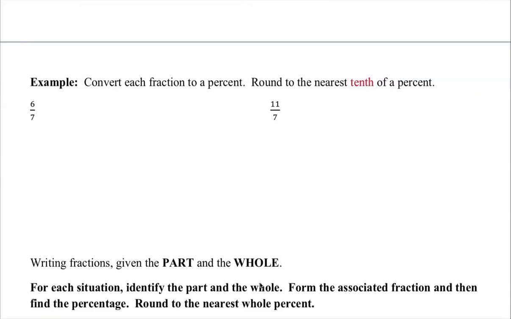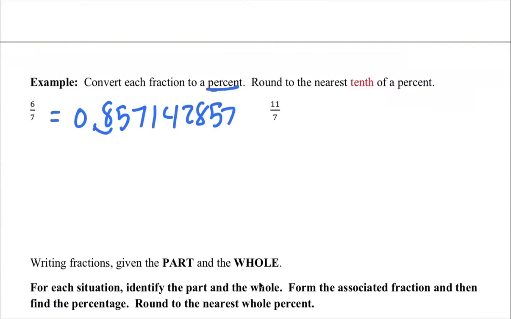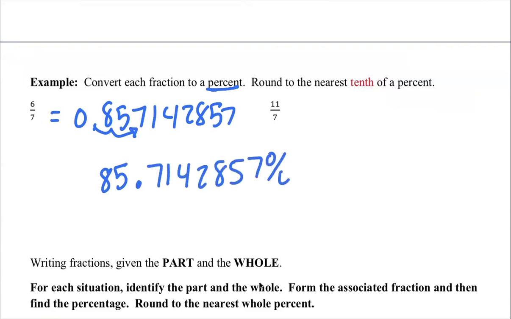Convert fraction to percent and round to the nearest tenth place. So 6 divided by 7 is 0.85714 with some more digits there. Round to the nearest tenth place. Oh, just a second. I went to decimal. I need to go to percent. Let me get this to a percentage by moving the decimal 2 to the right. So that's 85.714. But now we're going to round to the tenth place. So we looked at the digit to the right. So this is 85.7%.